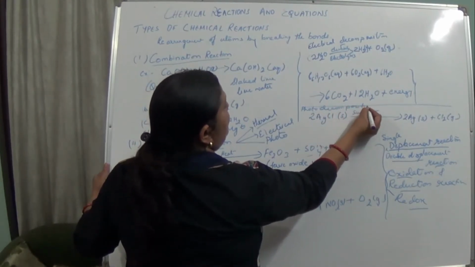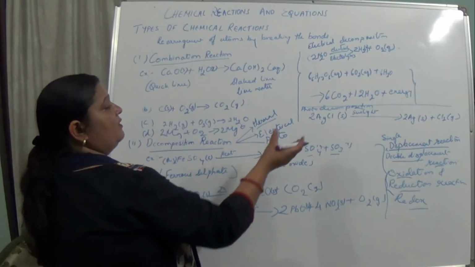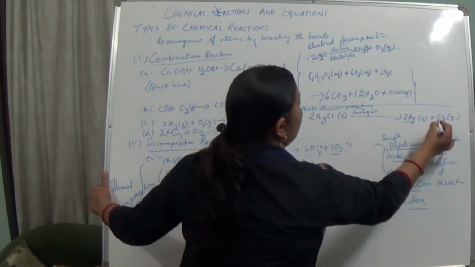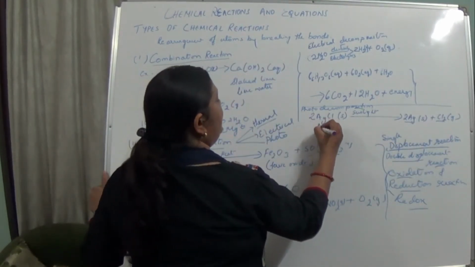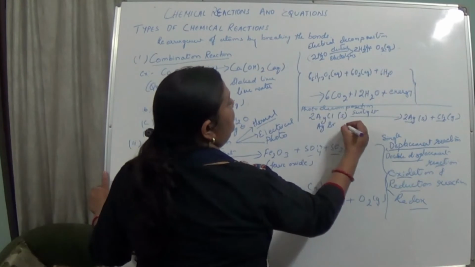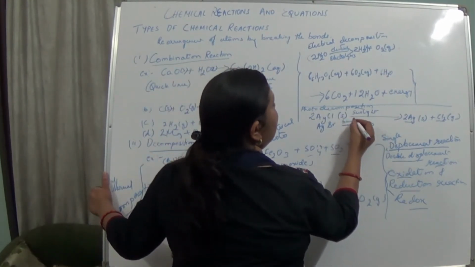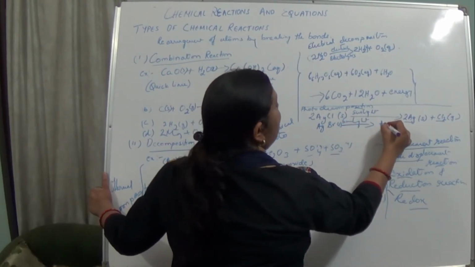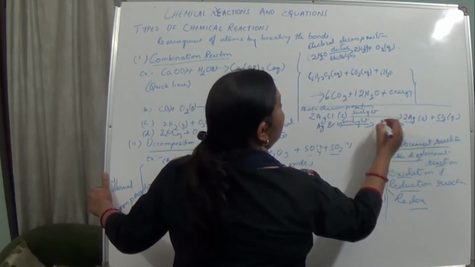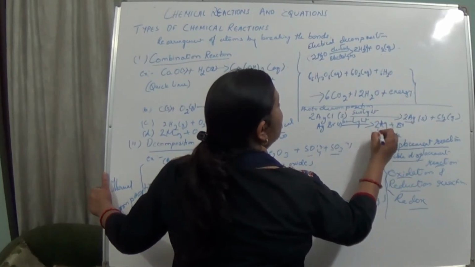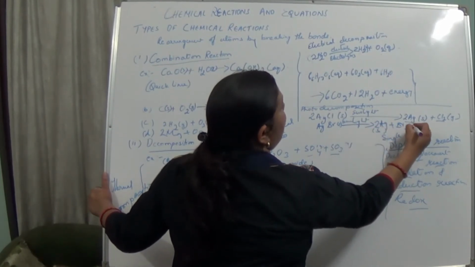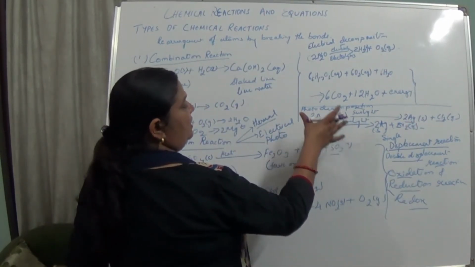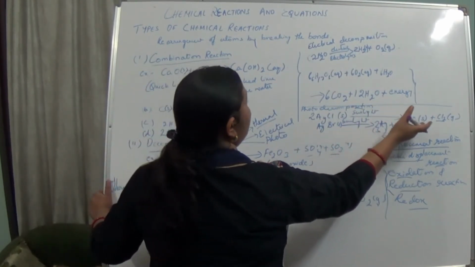Then the next is photo decomposition. In this you take silver chloride and keep it in sunlight. You will see that it decomposes to silver and chlorine. You can also take silver bromide and keep it in sunlight. You will get silver plus bromine. This silver is in solid form and this bromine is in gaseous form. So in photo decomposition, a single molecule has been broken into simpler forms.